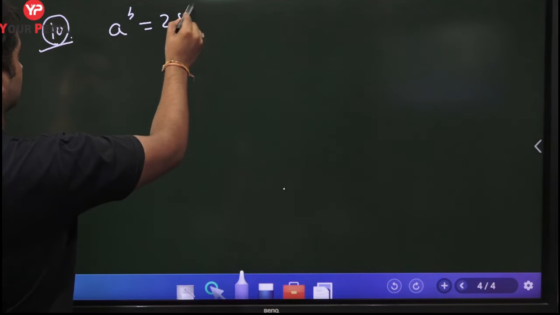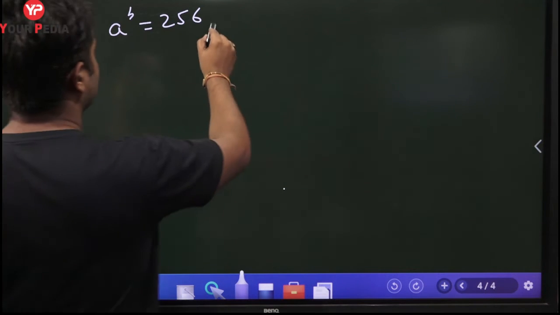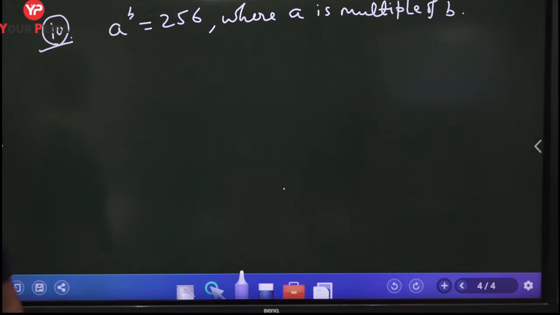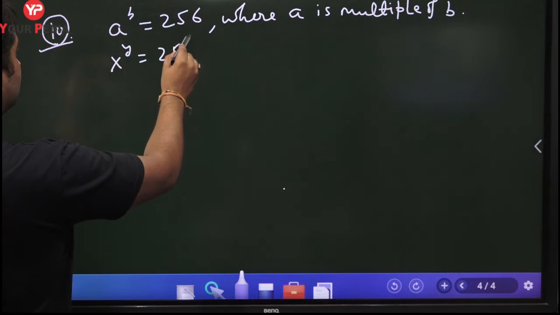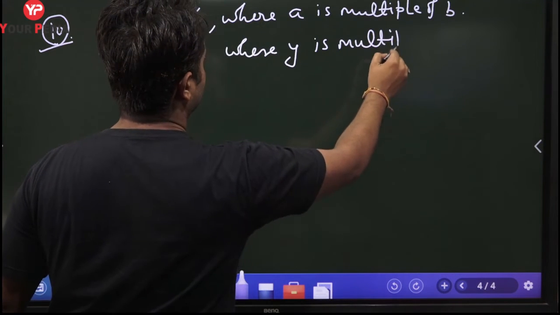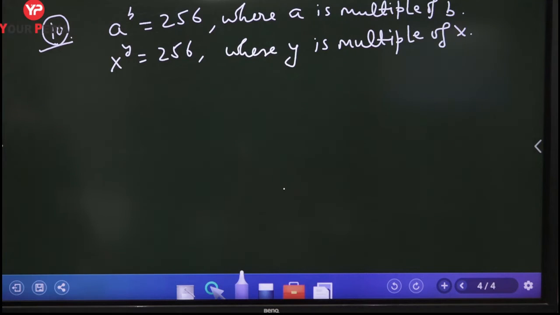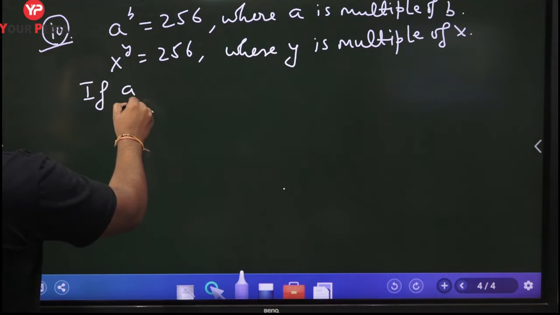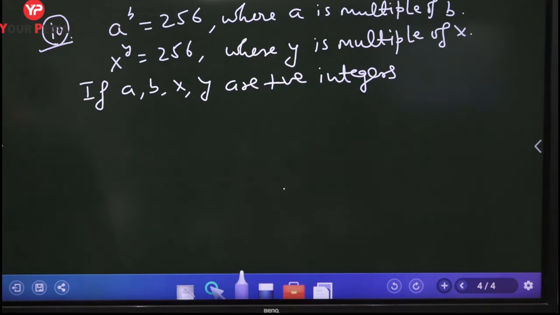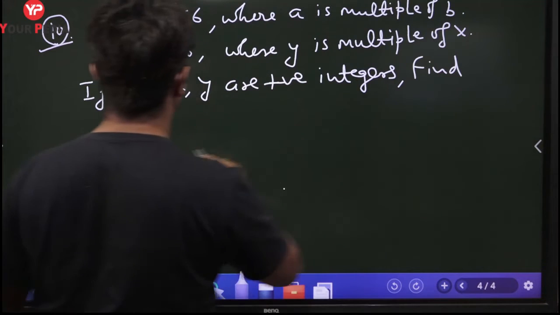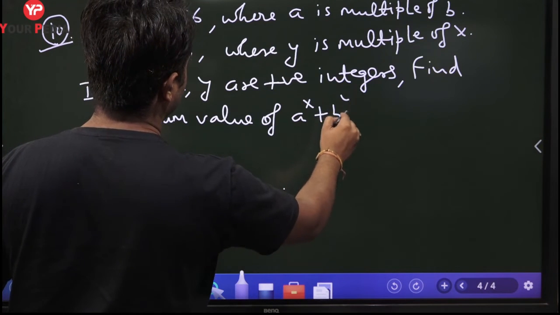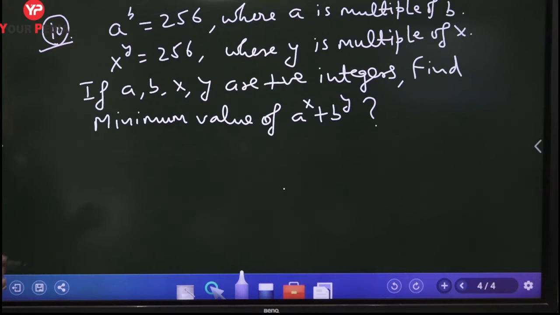a power b is 256, where a is a multiple of b. x power y is 256, where y is a multiple of x. If a, b, x and y are positive integers, find the minimum value of a power x plus b power y. These type of questions can be asked.